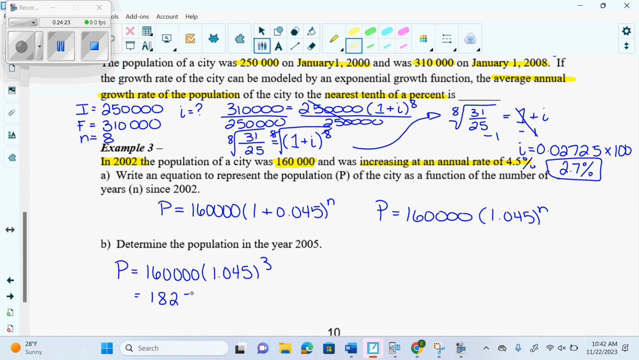Wow, I did not do that. 182,586. Did you round up or down? Sorry, 587. No, you'd round down. Yeah, why would we round the population down? In the year 2005, they had 182,586 point something, correct? So in the year 2005, when I cut it off, how many people do I have? Whole people.